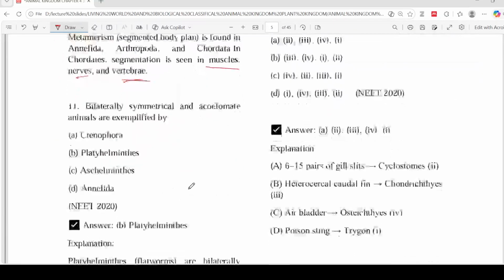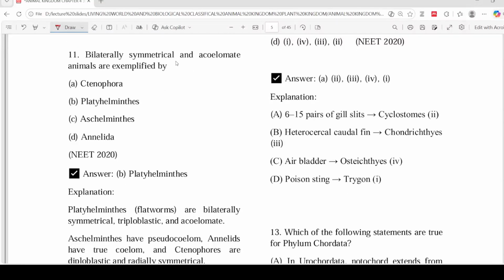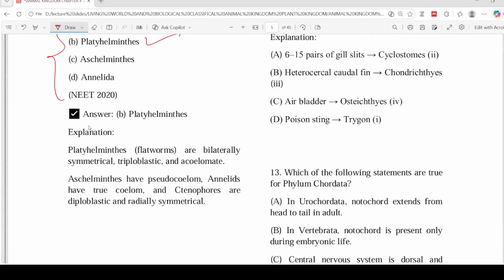So let's move to the next question. Bilaterally symmetrical and acoelomate animals are exemplified by which group? Four options are given and you have to choose. Bilateral symmetry and acoelomates: these are the Platyhelminthes. The explanation for this question: Platyhelminthes are bilaterally symmetrical, triploblastic and acoelomates. Aschelminthes are pseudocoelomates, annelids have a true coelom, and ctenophores are diploblastic and radially symmetrical. This is the explanation for this question.